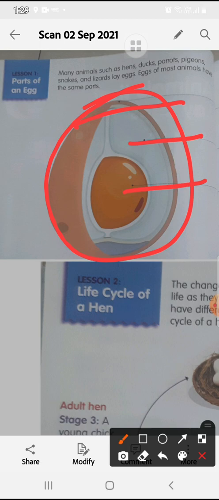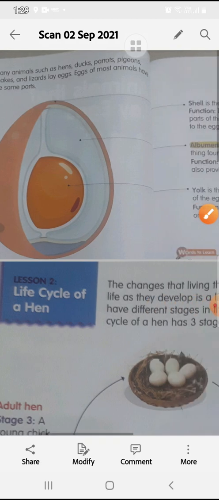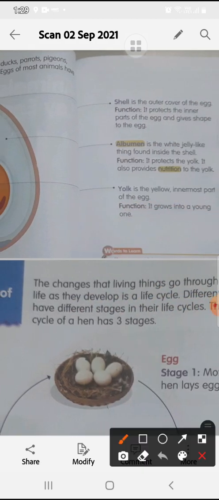Okay, so let's learn about each part. So the first part is shell. Shell is the outer cover of the egg, and its function is it protects the inner parts of the egg and gives shape to the egg. Second part is albumen. Albumen is the white jelly-like thing found inside the egg shell, and its function is it protects the yolk. It also provides nutrition to the yolk.